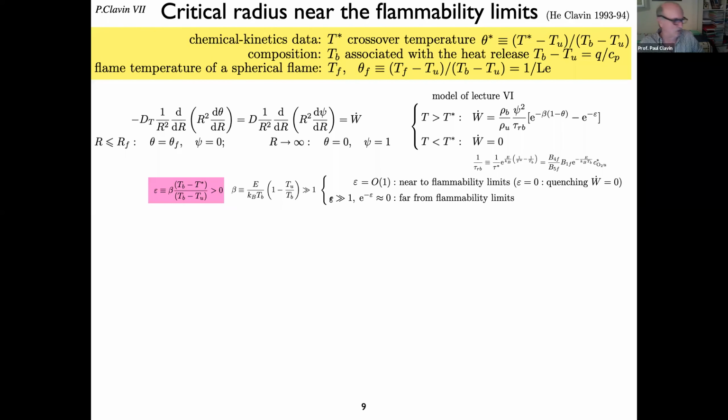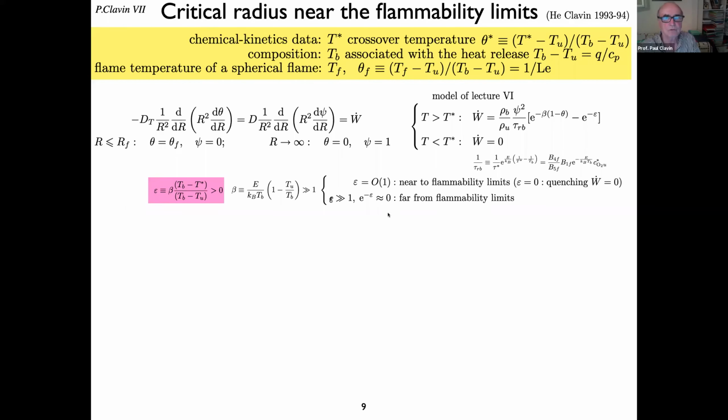Let's just say that here are the equations, the same ones that I have presented before, but here they are written in reduced variables, and the small parameter epsilon that you have here, excuse me, no, it's this one.